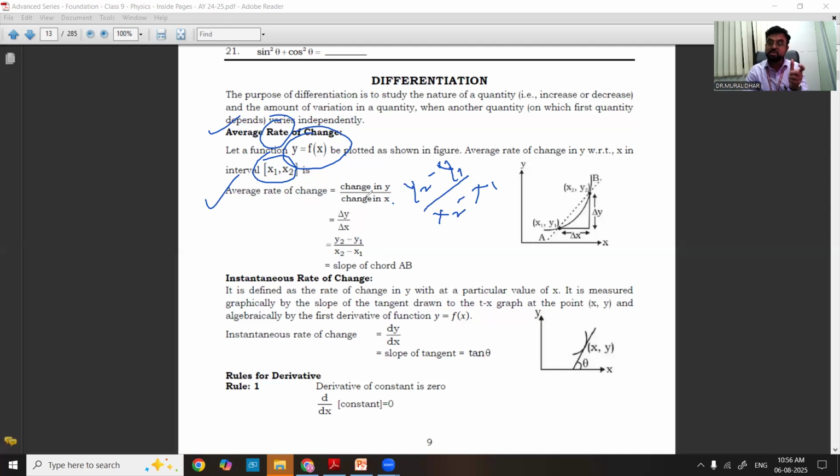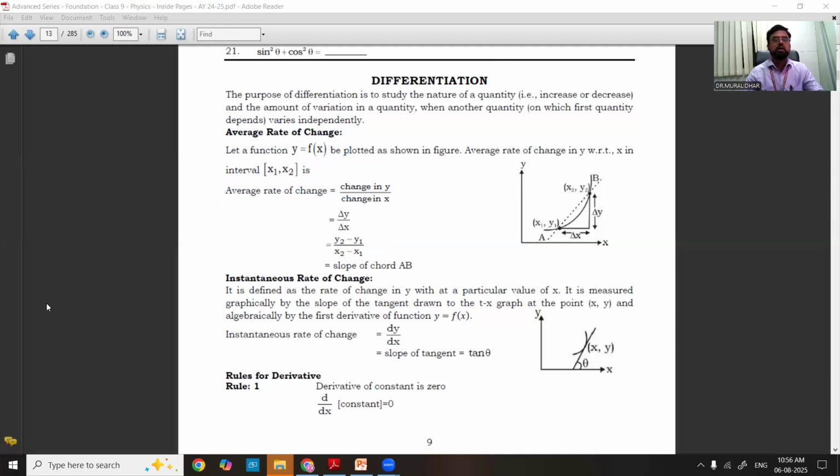So what is change? Final minus initial. Change is represented by delta, or simply y2 minus y1. So you get the AB value. Whenever A and B are points on a coordinate whose coordinates are given by x1, y1 and x2, y2, then the average rate of change is given by y2 minus y1 by x2 minus x1. By that you can find out the slope of AB using that formula.